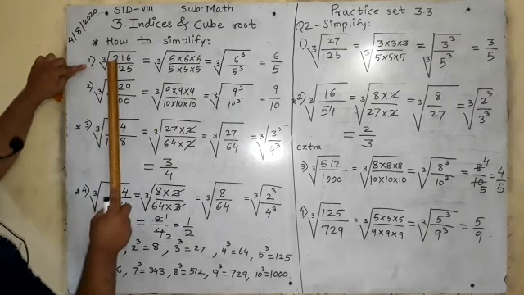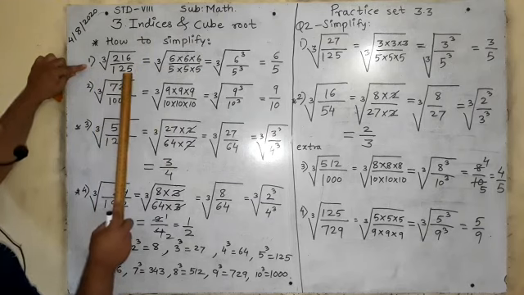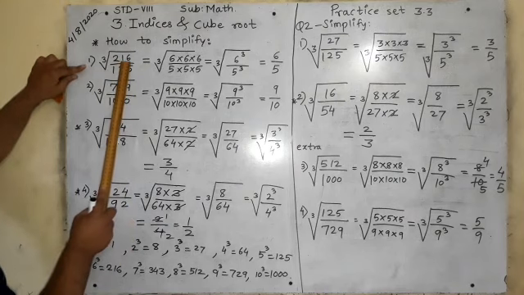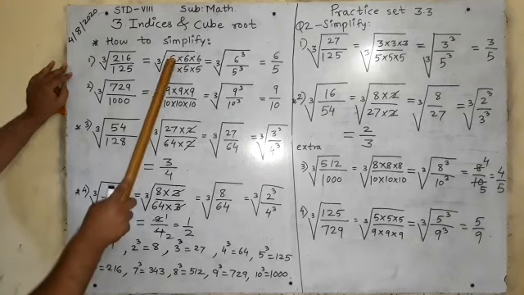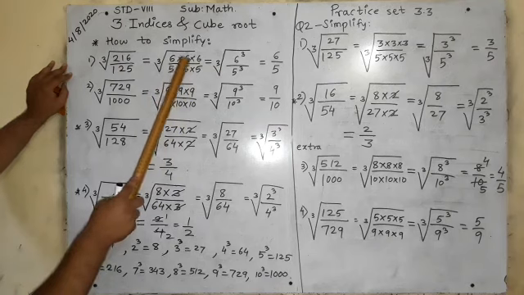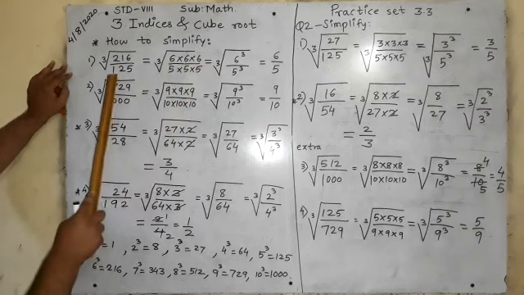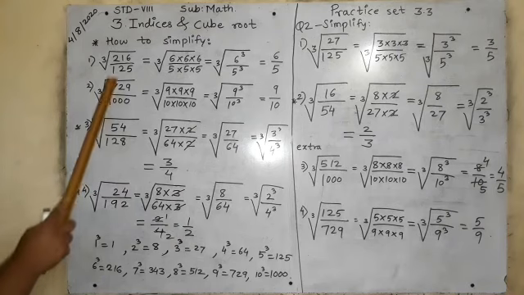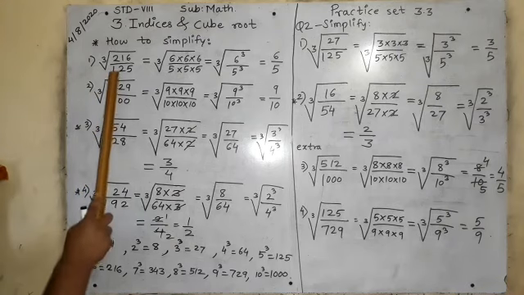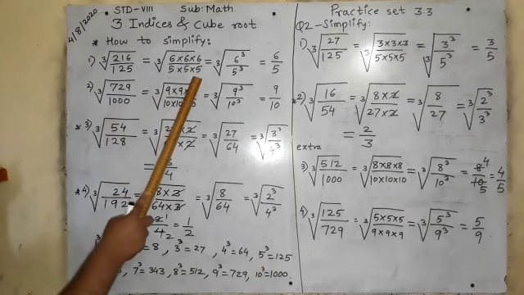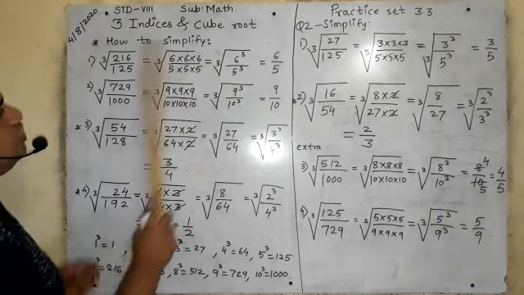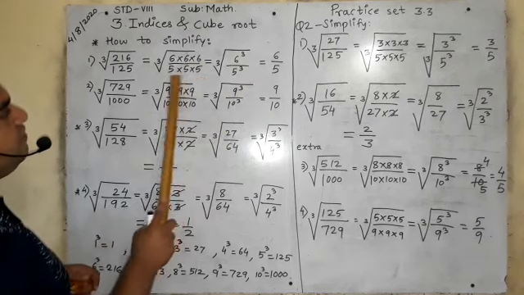Cube root of 216 upon 125. My dear students, 216 is the cube of which number? 6. Yes. So I will write 6 three times, that is cube, 6 multiplied by 6 multiplied by 6. Then 125, what is the cube root of 125? Cube root of 125 is 5. So I will write 5 multiplied by 5 multiplied by 5. So I will write these terms in short: 6 cube and 5 cube.